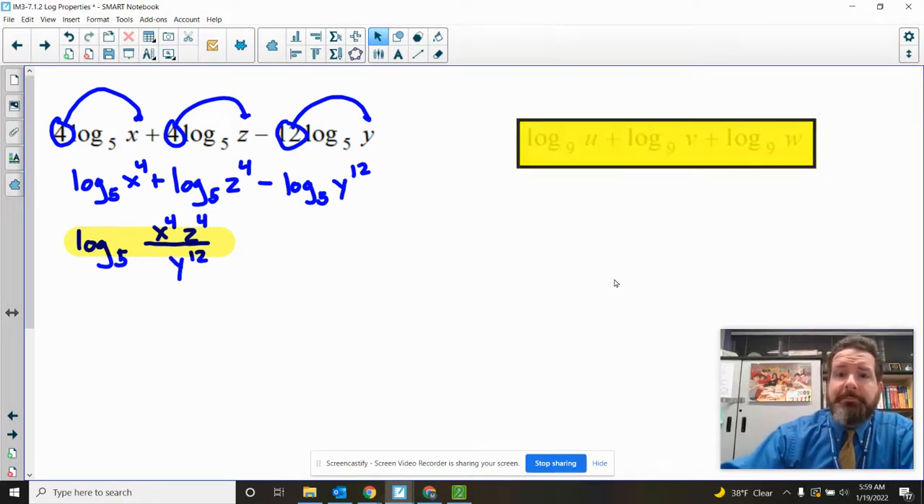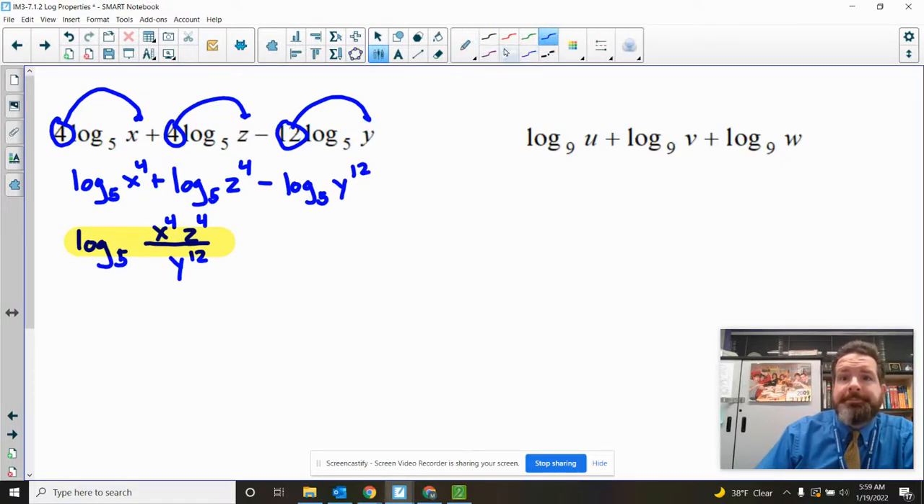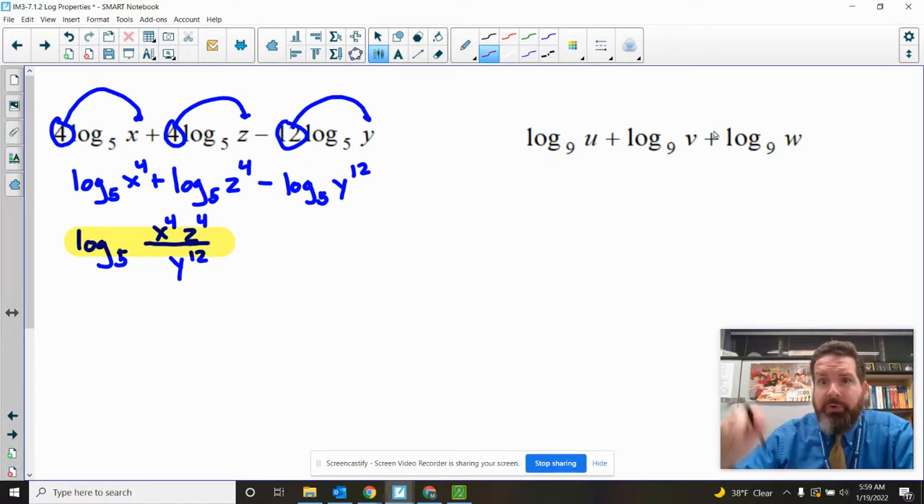Okay, last one here. I would like you to now do the same thing. Quick pause, unpause when you're ready to check. Right, looking in front, no coefficient, no coefficient, no coefficient. So nothing goes inside this time. We are now ready to get a single log.